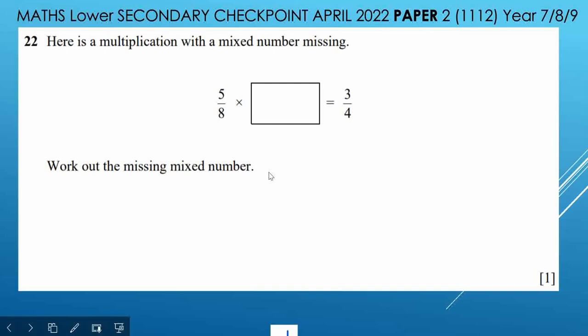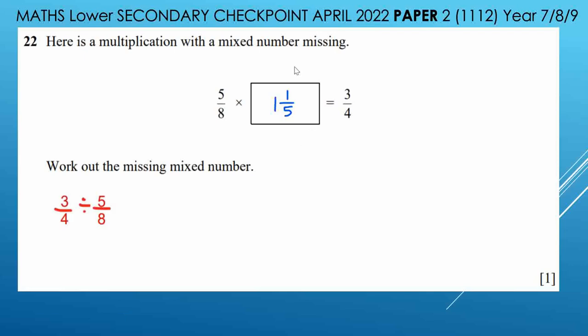Let's check the answer. It's 1 1/5. Here's the explanation. To get this, we have to divide 3/4 by 5/8. It's the same as multiplying by 8 over 5. We will have to swap these places.